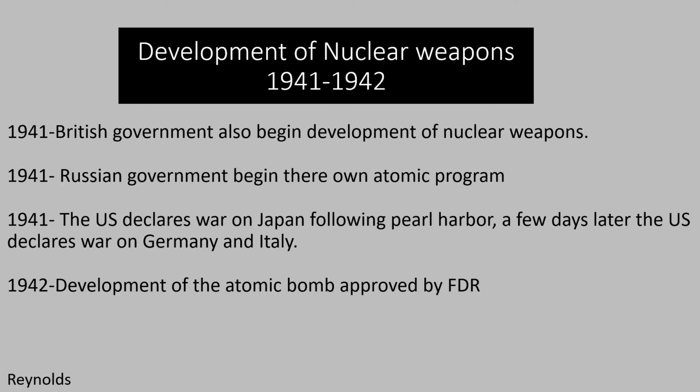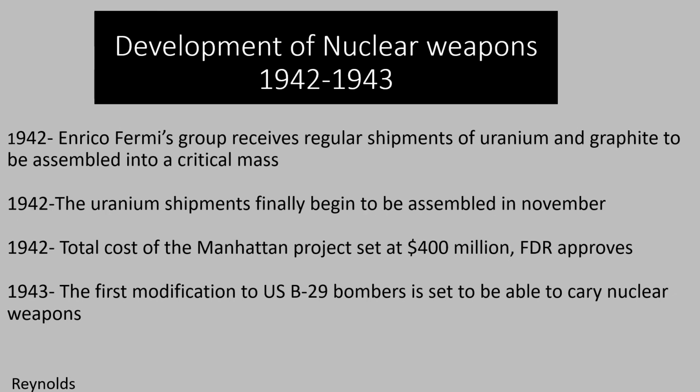1941 to 1942. The British government also begins development of nuclear weapons. The Russian government begins their own atomic program. The U.S. declares war on Japan following Pearl Harbor. A few days later, the U.S. declared war on Germany and Italy. The development of the atomic bomb is approved by FDR in 1942.